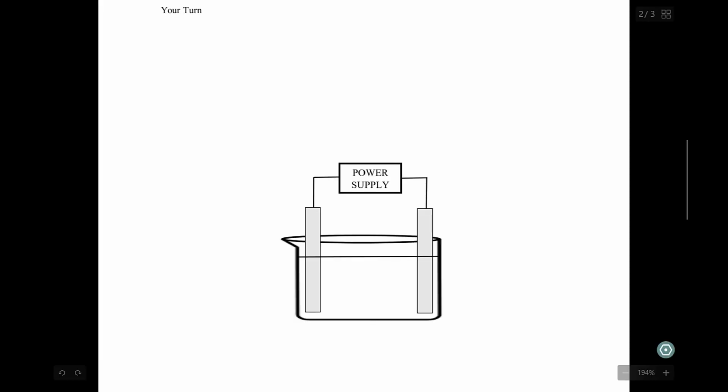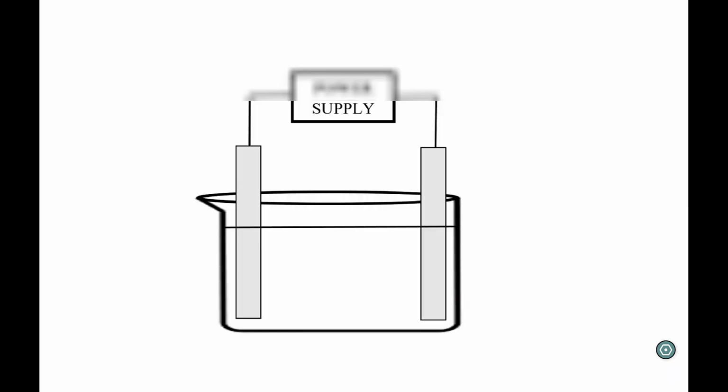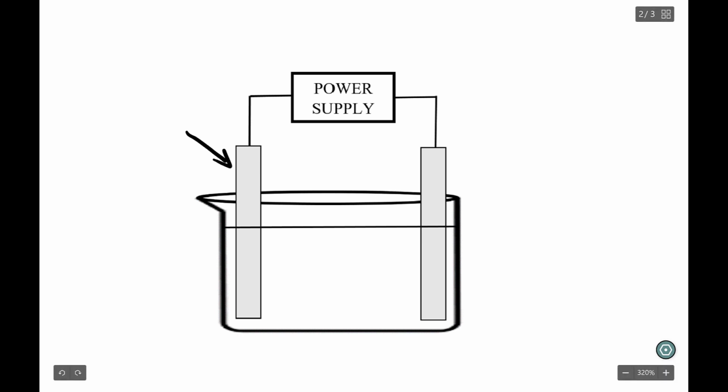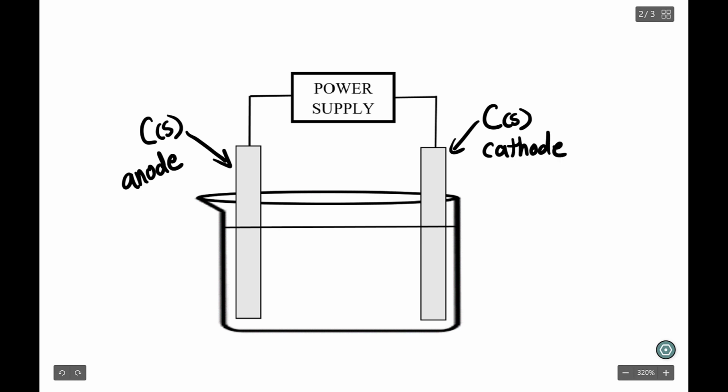So the next thing we'll do is have you try a question, and I'm going to guide you through it step by step. The first thing for us to do, though, would be to pick a couple of electrodes. So I'm going to say that this is a carbon inert electrode, and we'll call it the anode. And I'm going to call this one carbon as well, inert electrode, and I'm going to call this one the cathode. I'll put an electrolyte in this solution. So I'm going to call it sodium bromide.